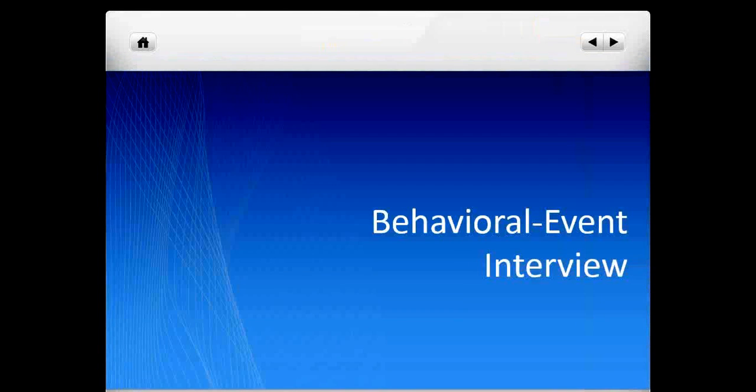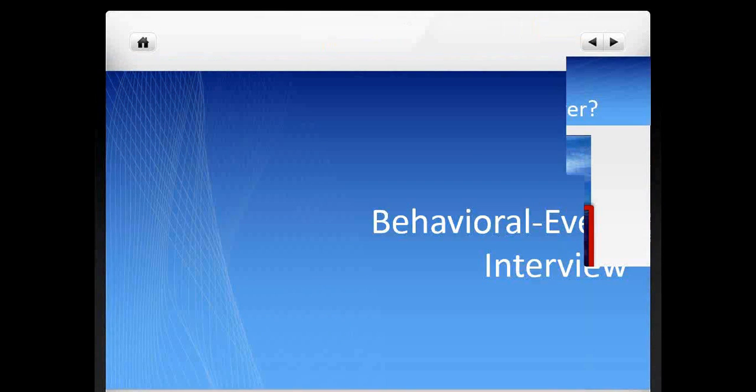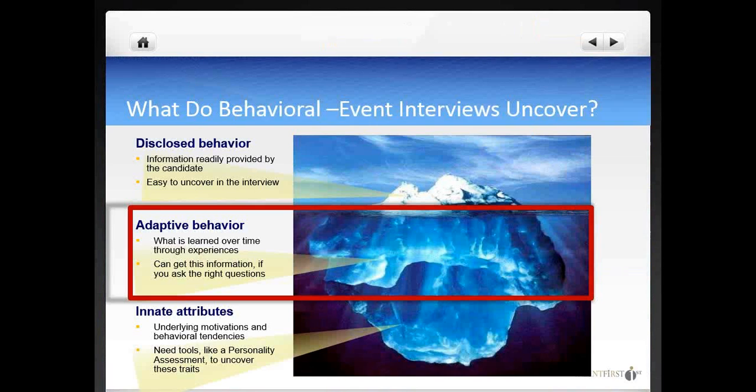So the first method I would like to present to you is the behavioral event interview. When properly applied, this powerful tool can uncover adaptive behaviors that cannot be discovered with a simple, unstructured interview. As we said before, behavioral event interviews can help the interviewer understand some of the most important skills an individual needs to possess in order to succeed in a specific role within a specific business and in a specific organizational culture.